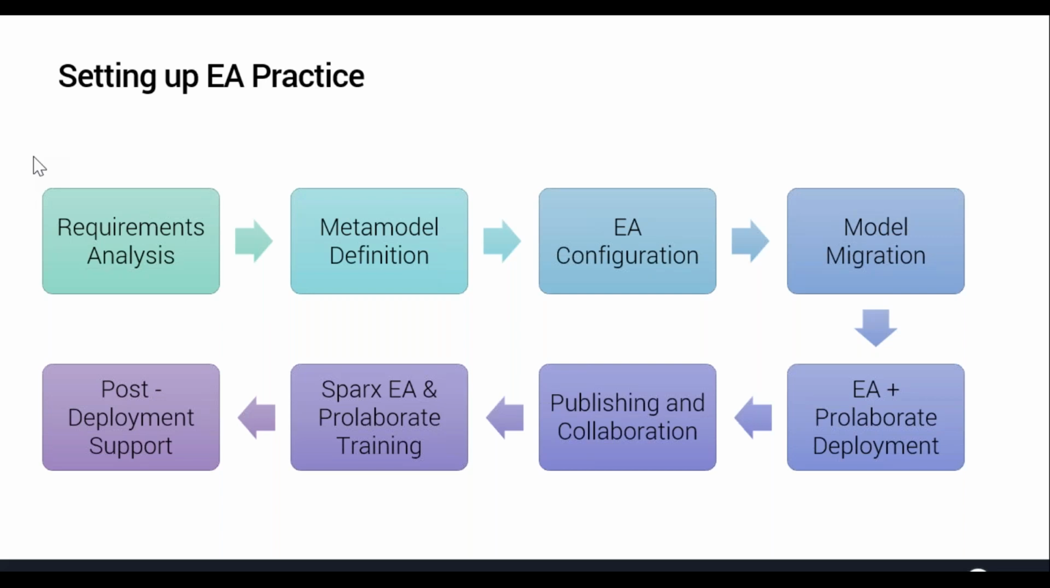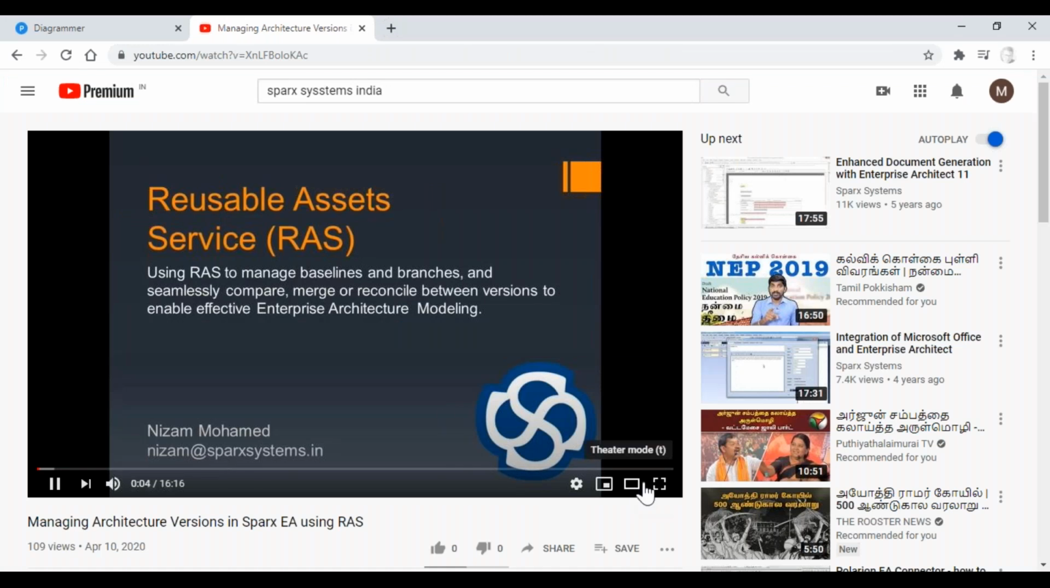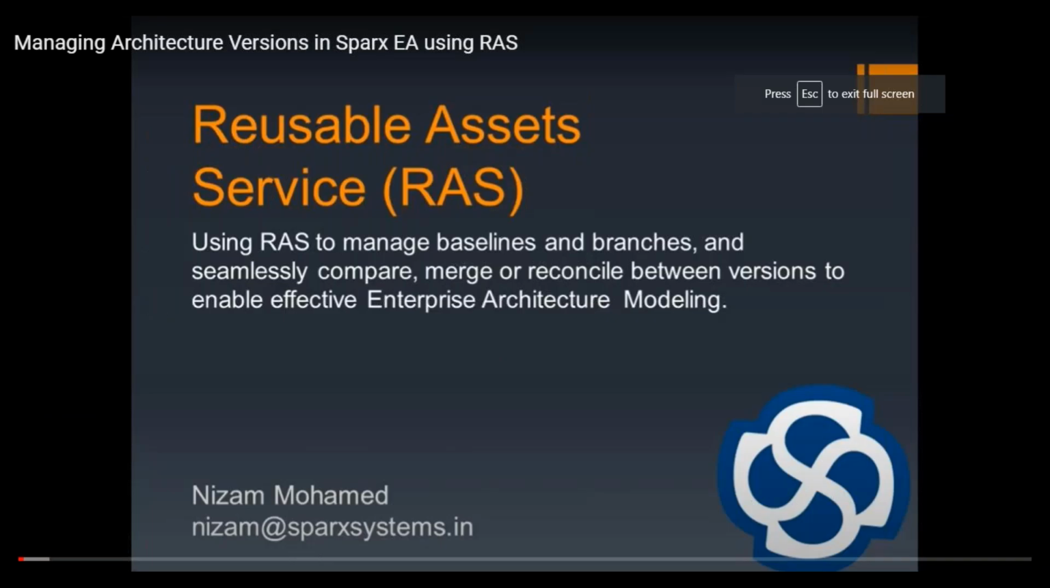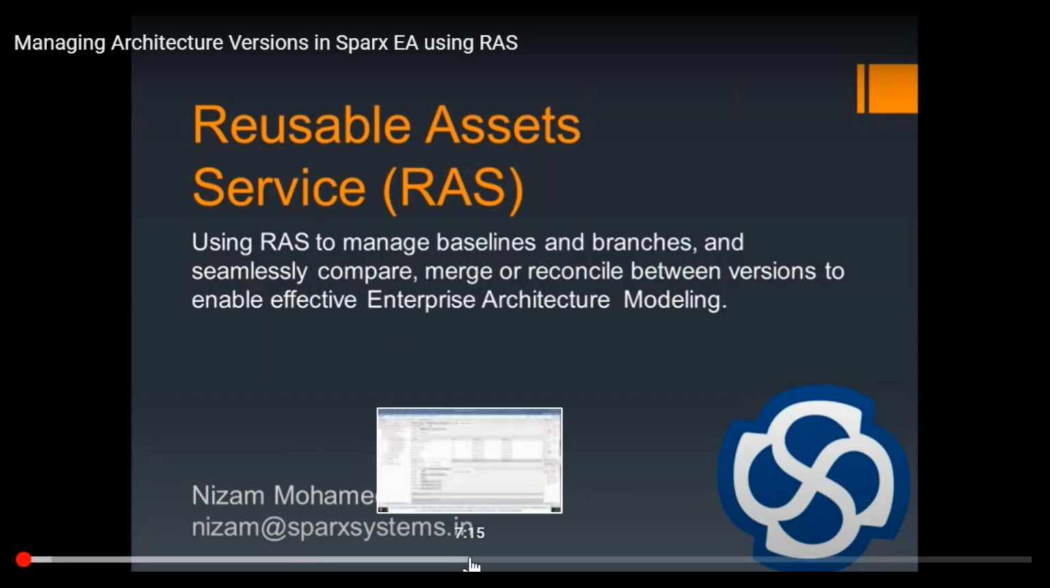So, when we say version control, people usually think of an external version control system like SVN or Git or something like that. But at least in the recent versions of Enterprise Architect, there are two things in EA that really help us manage and maintain versions internally. One is the Reusable Asset Service, and the other is the much more popular baselines.